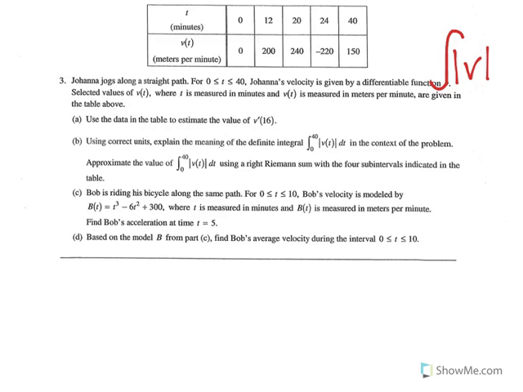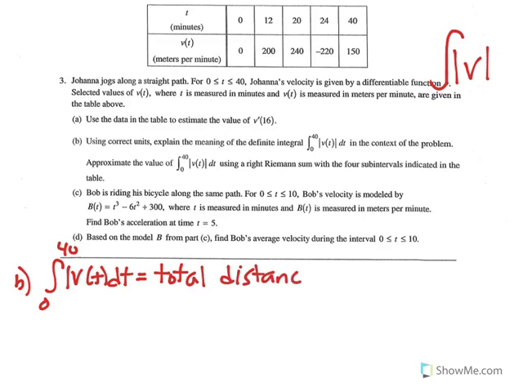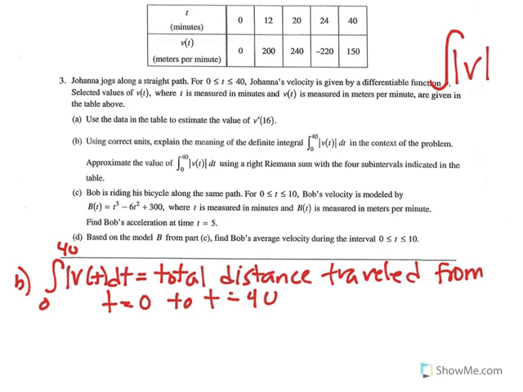So for part B, I would write down that the integral from 0 to 40 of the absolute value of v of t dt is equal to the total distance traveled from t equals 0 to t equals 40. I've done that. Oh, but it says using correct units. That's okay. If v was in meters per minute, integrals make rates go away. Total distance traveled, from t equals 0 to t equals 40, in meters. So that's the first part of that problem.